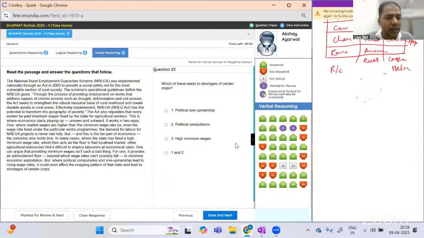Political one-upmanship, high minimum wages. Minimum wages, yes.